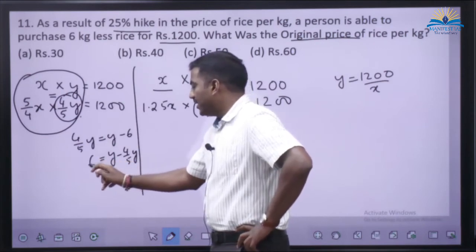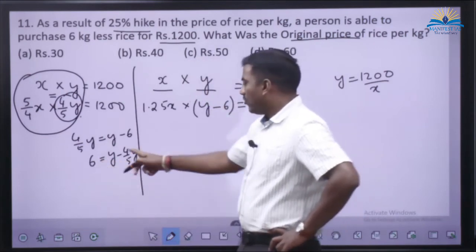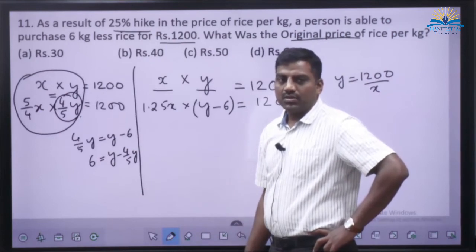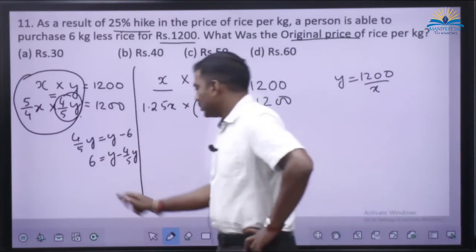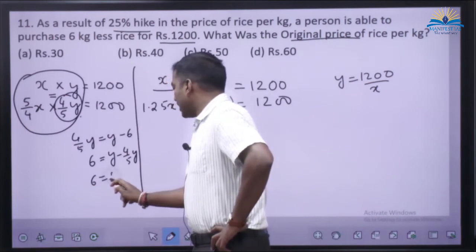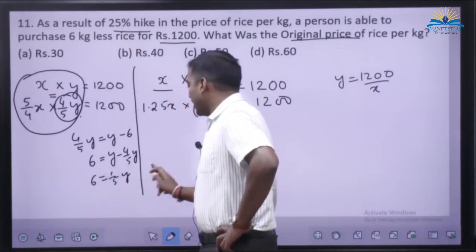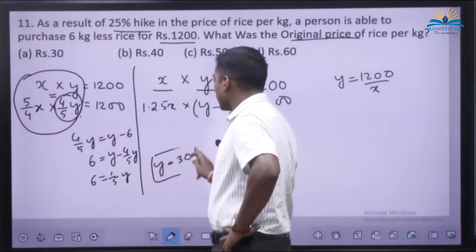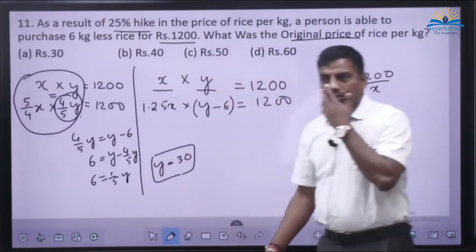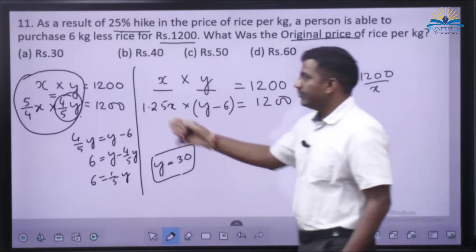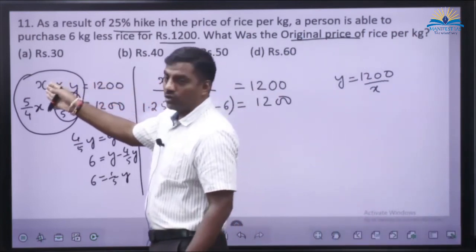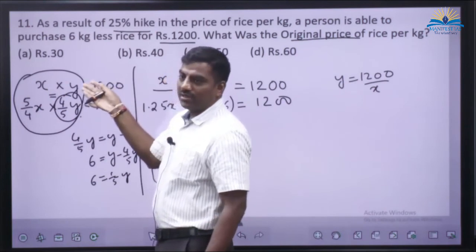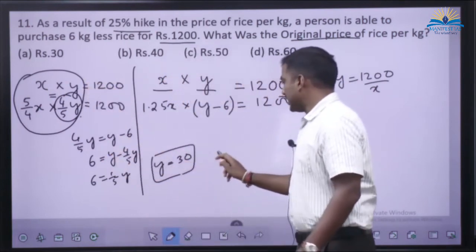6 will go this side. Then y minus 4 by 5y, how much is it? 1 by 5y. So 6 is equal to 1 by 5y. y is equal to 30. If y is 30, x is equal to 1200 divided by 30, that is 40.